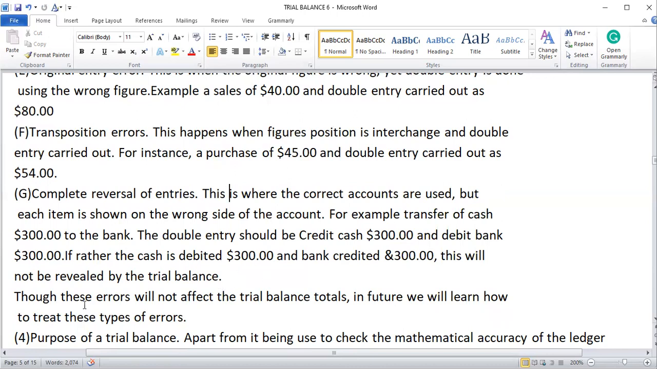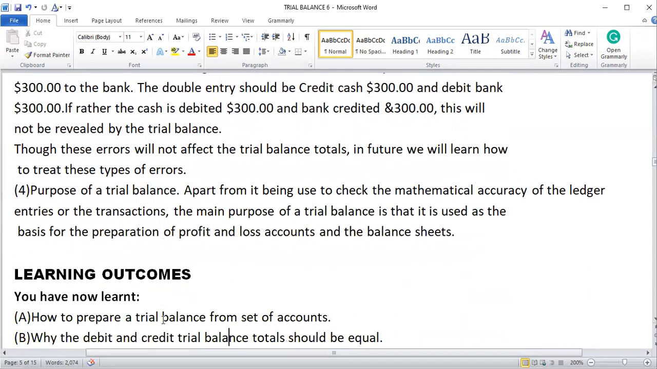Okay. Though these errors will not affect the trial balance, in future we will learn how to treat this type of errors. Yes, though it will not affect the trial balance, so the trial balance will still balance. But when you are going through your ledgers and you see them, you have to correct them. There's a way that we correct. In future, I will do a video on that particular one. So let us go to lesson number 4.